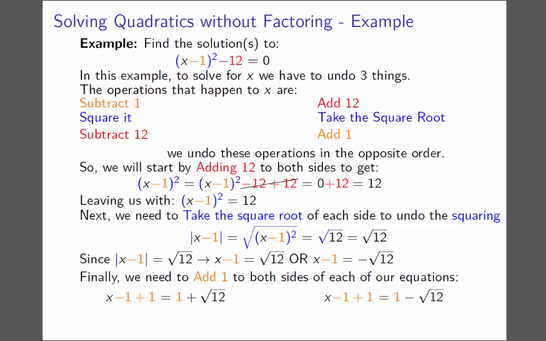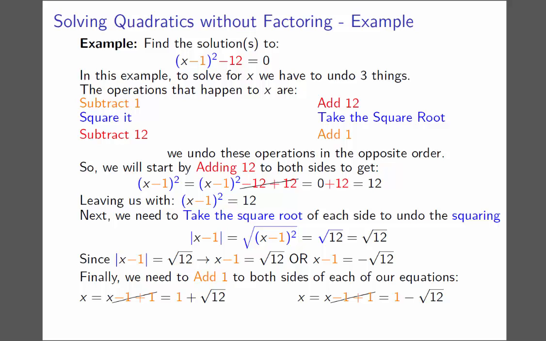For both of them, negative 1 plus 1 is just 0, so the left-hand side simplifies to x. So our two solutions are x equals 1 plus the square root of 12, or x equals 1 minus the square root of 12.